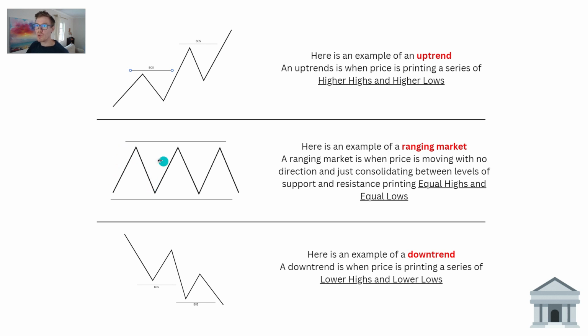In a ranging market, we're getting equal highs and equal lows, where there's no direction in the market. It's just moving sideways, but this is excellent for range trading. And then we've got the downtrend, when we get these break in structures to the downside, showing that the sellers are in control and that there's more supply in the market.